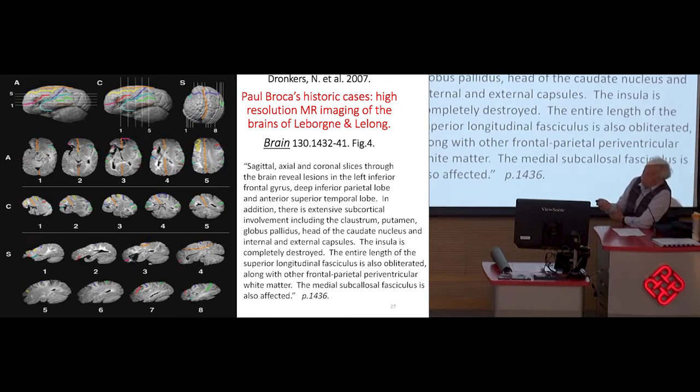I'll just read a small portion of it. Sagittal, axial, and coronal slices. Okay. So maybe not everybody is familiar with these words. Sagittal means cutting the head this way. So when you look at a phonetic score showing the tongue making articulations, that's a mid-sagittal section. So these are sagittal sections.